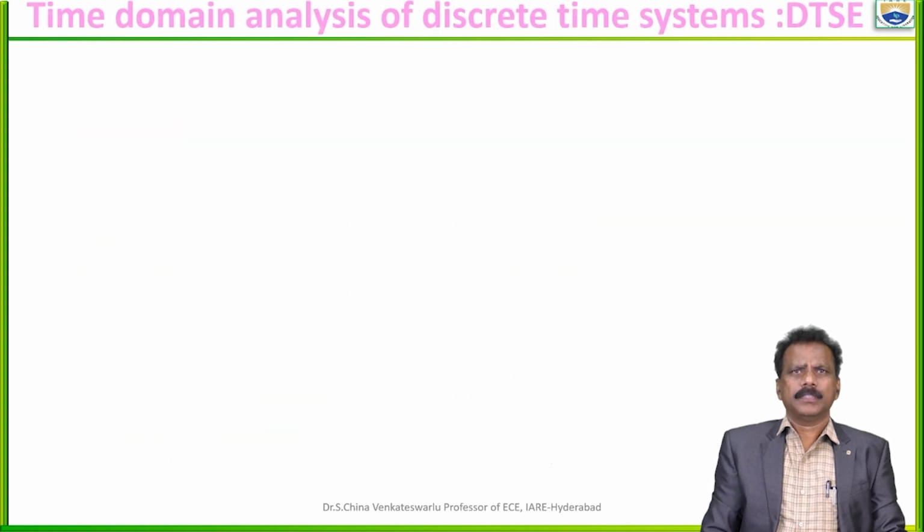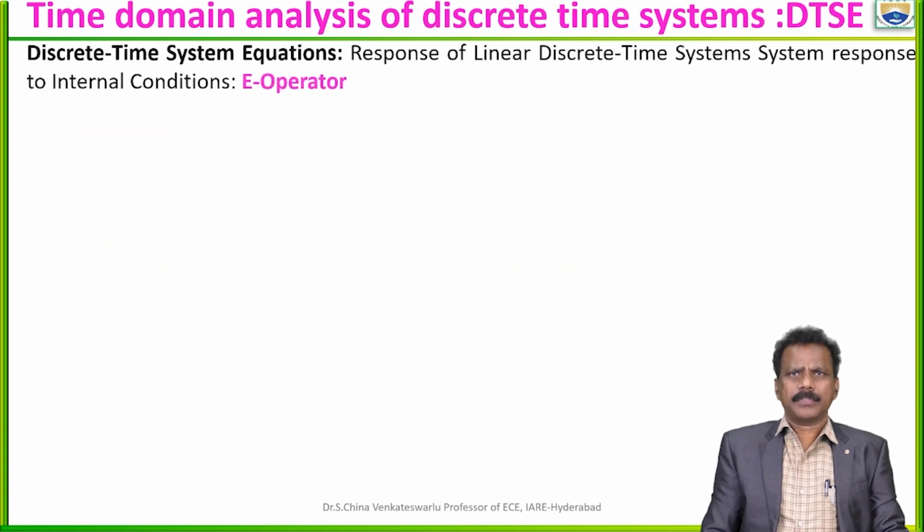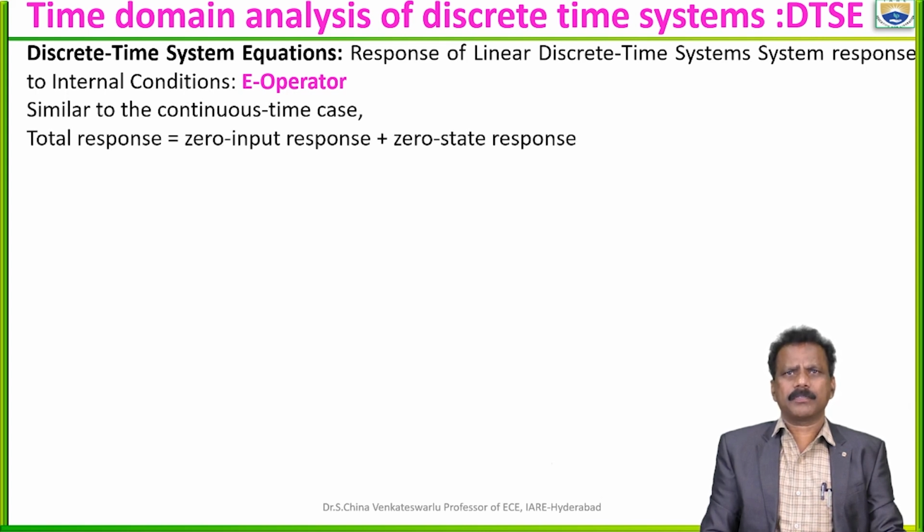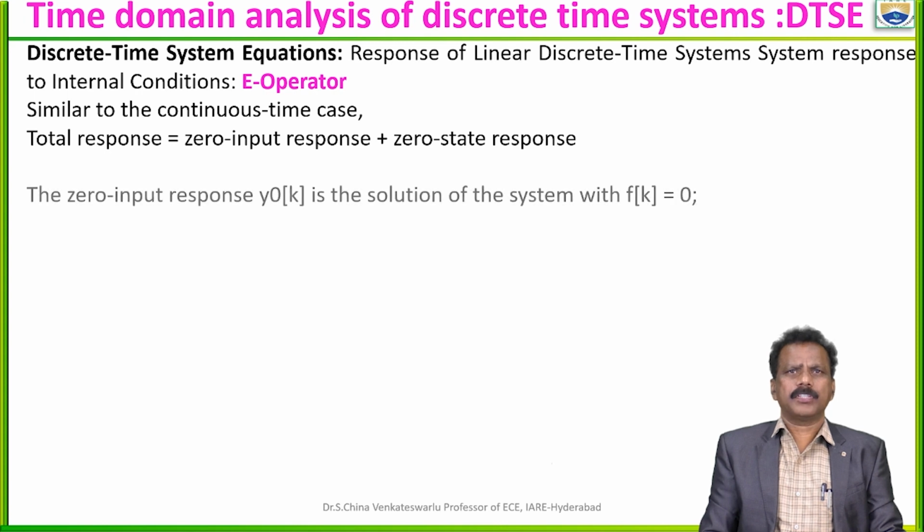Like this, for the discrete time system with the E operator, similar to the continuous time case, total response is equal to zero-input response plus zero-state response. With this, the zero-input response y0 of k is the solution of the system with f of k equal to 0.